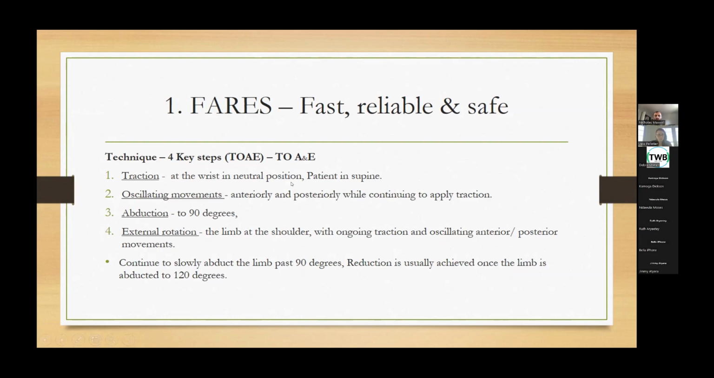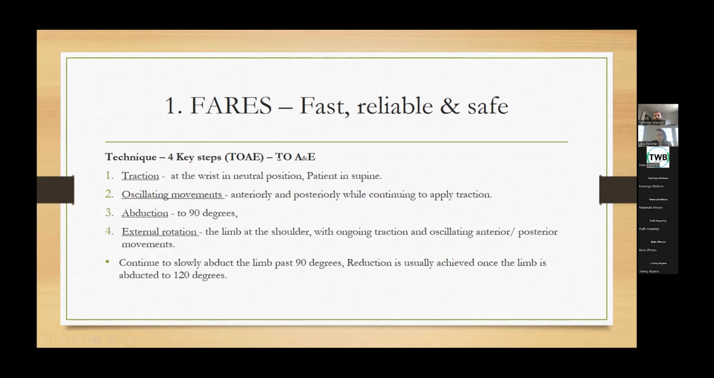So meaning it can be implemented in the EDs and it's going to effectively reduce the dislocations. There are essentially four maneuvers that we go through when implementing the FAIRS technique, and that's the traction, oscillation, abduction, and external rotation. I abbreviated them as T-O-A-E, so if you use this acronym, this mnemonic, you'll probably remember it anytime that you're working on a patient who could have a shoulder dislocation.